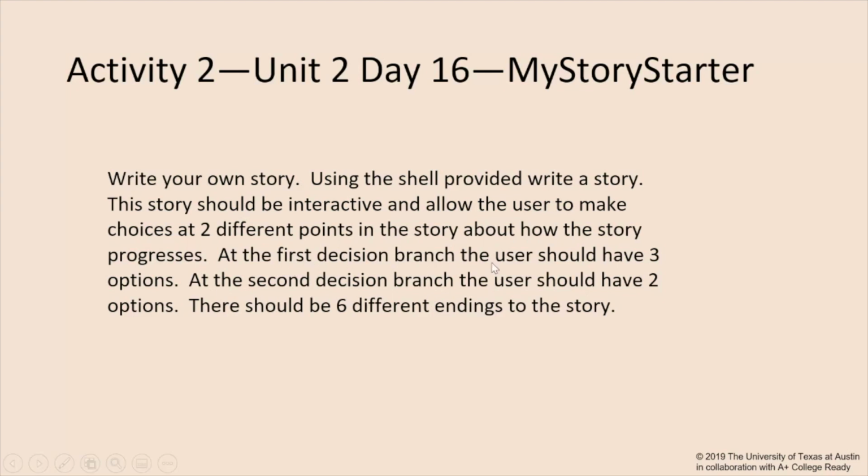At the first decision branch, the user should have 3 options, and at the second branch, the user should have 2 options. So if they have 3 options and then 2 more, that gives you 6 different endings to the story.